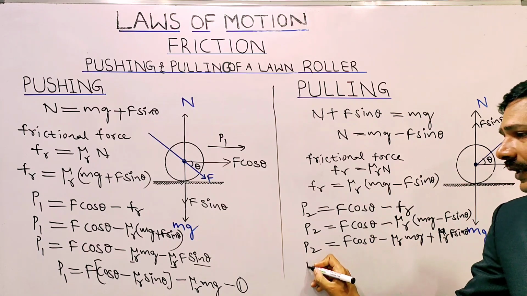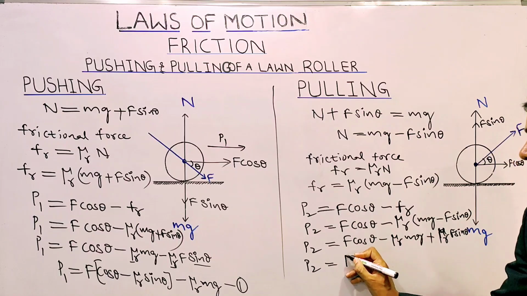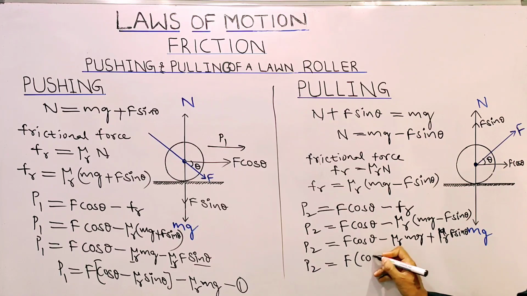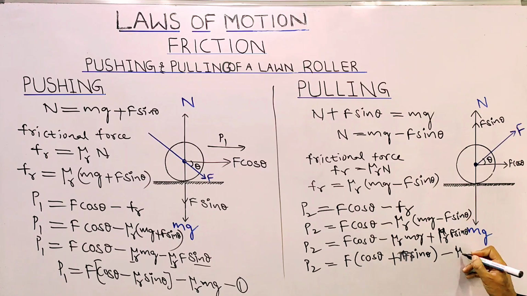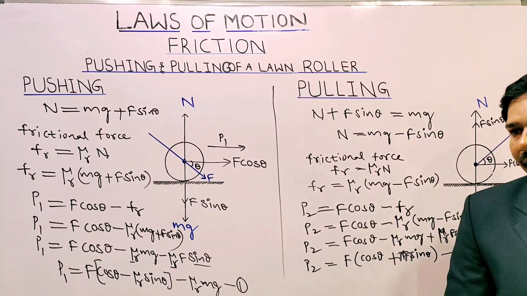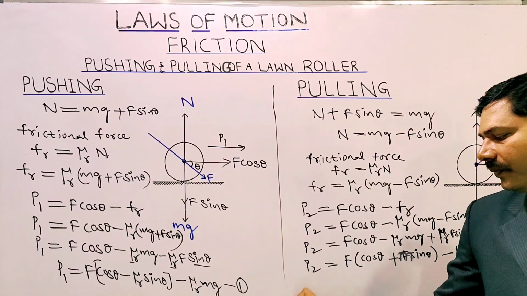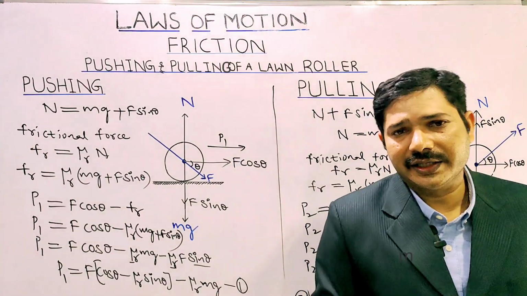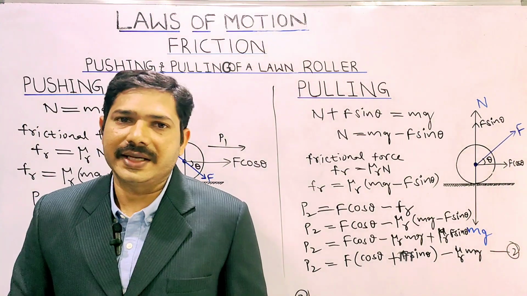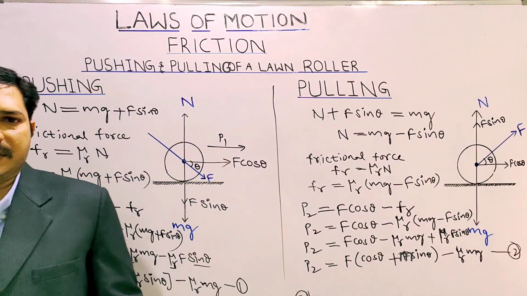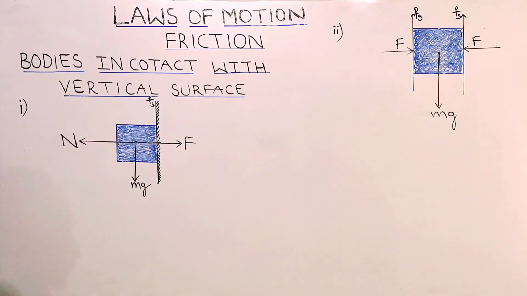Here in P2, same as before, I am taking F common: cos theta plus mu r sin theta, minus mu r mg. This is equation 2. So from equations 1 and 2, it is very clear that pulling a lawn roller is easier than pushing. Okay, so this is the pulling and pushing case.